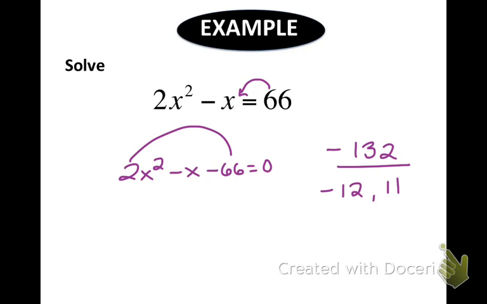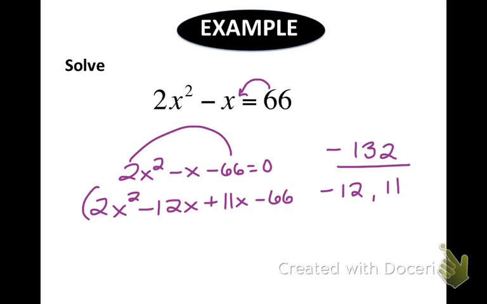What do I do next? What else do we do to factor it? Yep, so 2x squared minus 12x, plus 11x, minus 66. What's my next move?